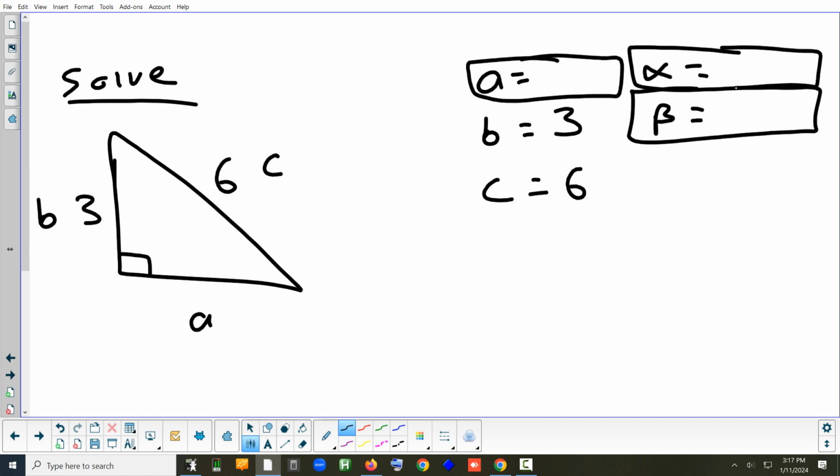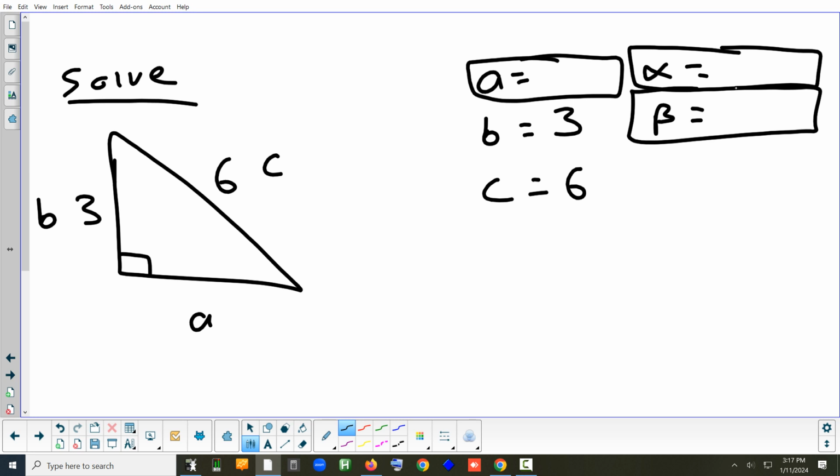Okay. So, again, we can find each one of these in any order we want. Which one do you want to find first? A. Okay, how would you find A? Pythagorean theorem. Yes. And why is it okay to do it this time, but it wasn't last time? Because those are 2 givens. Yeah, everything's given, so it's perfect to use that.